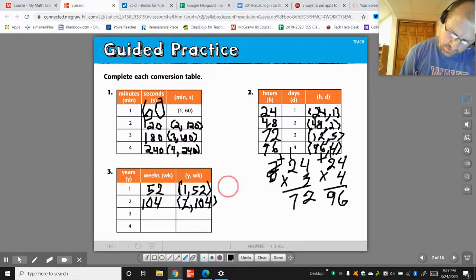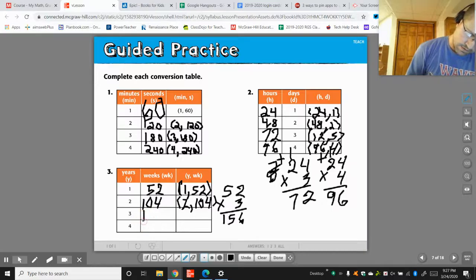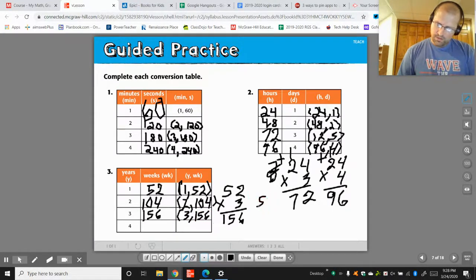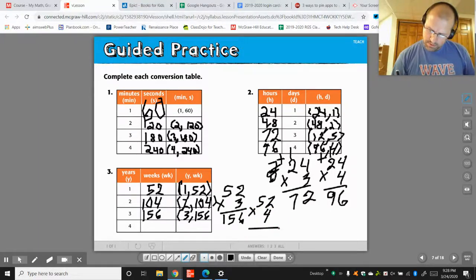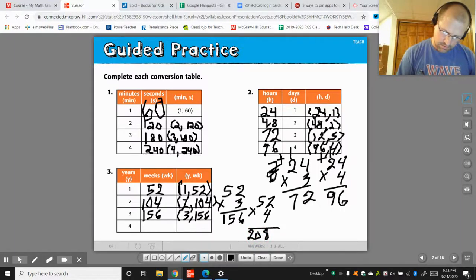3. Now I've got to do 52 times 3. 3 times 2 is 6. 3 times 5 is 15. So 156 weeks in 3 years. Let's make sure we put it over in the other box. Now we have 52 times 4. 4 times 2 is 8. 4 times 5 is 20. So that's 208 weeks in 4 years.